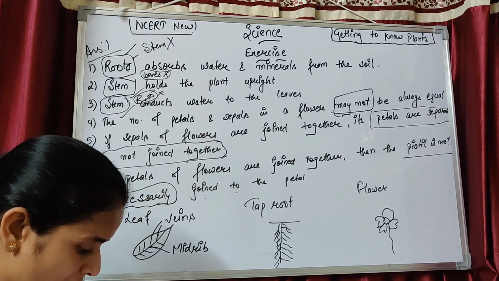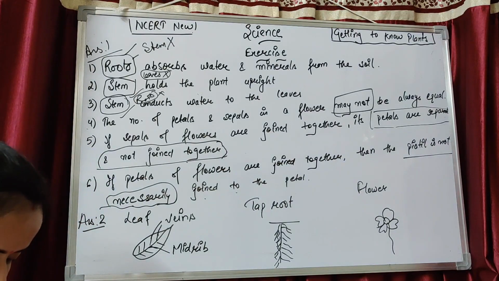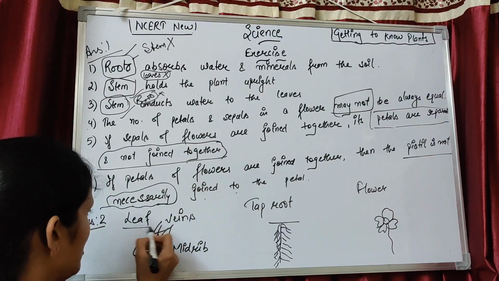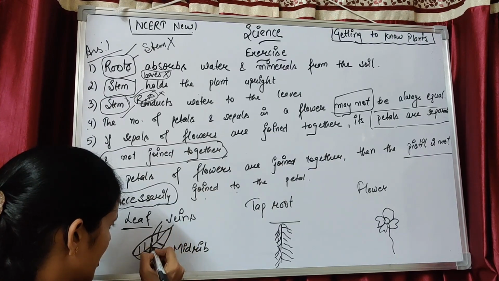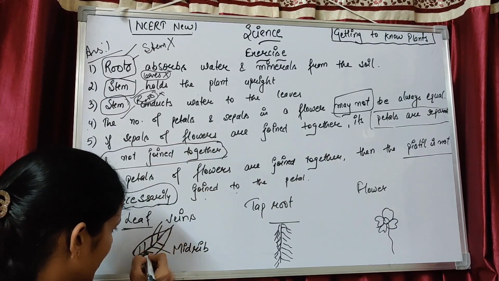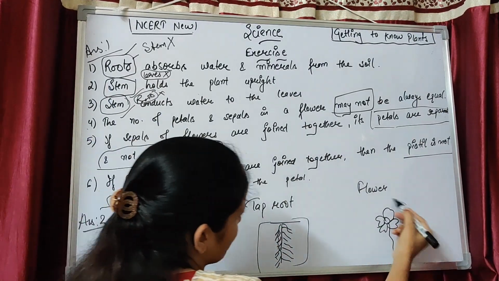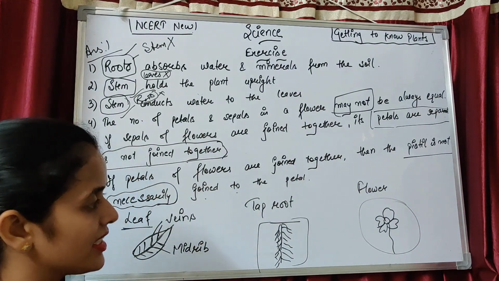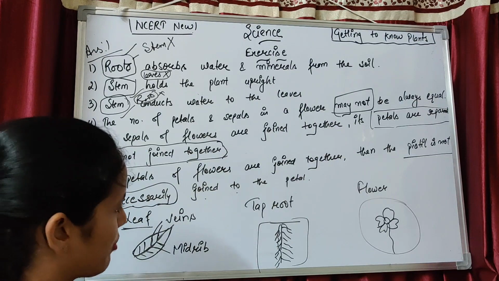Now question number second. Draw a leaf, taproot and flower. Clear? Yes. First is the leaf. These are the veins. This is the midrib. This is the taproot and this is the flower. You can draw any flower, your favorite flower, but the diagram should be neat and clean, properly.